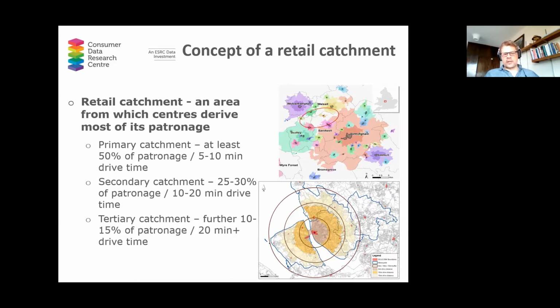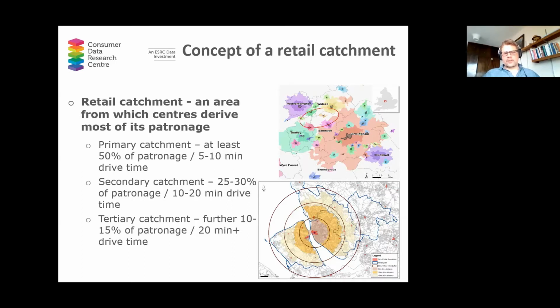In terms of the secondary catchments, typically that would be the further 25–30% of patronage, so anything, I'm going to talk about this later on, anything between 25% to 50%, and that would be an equivalent of around, on average, 10 to 20 minutes drive time.